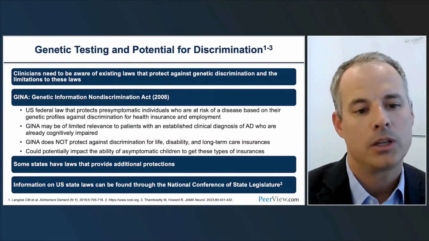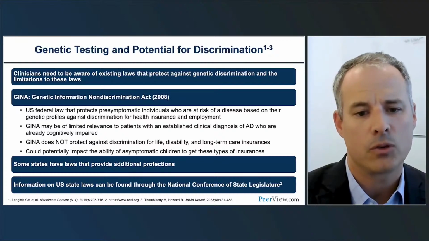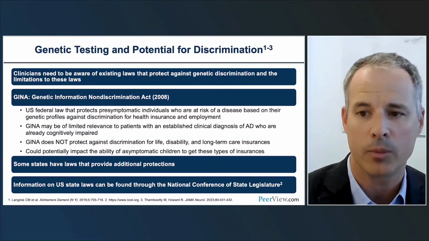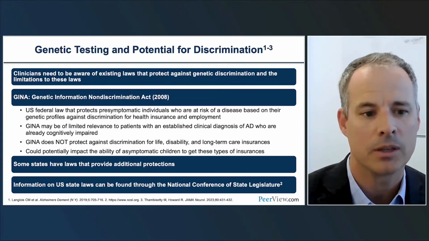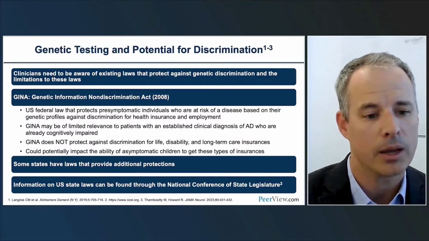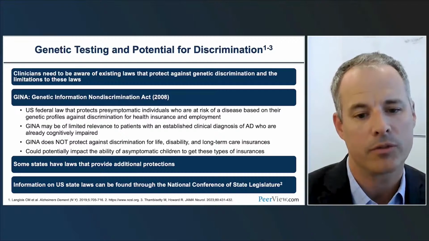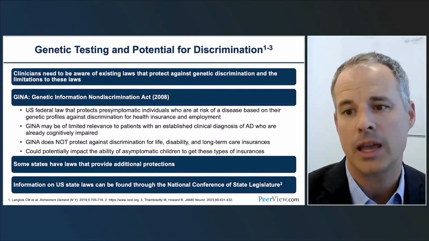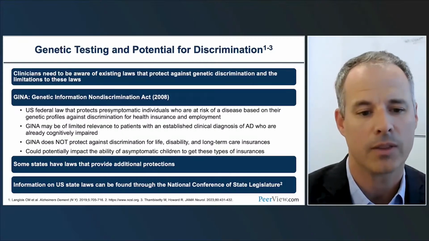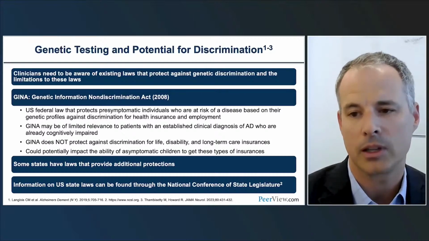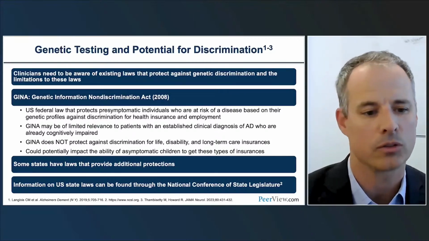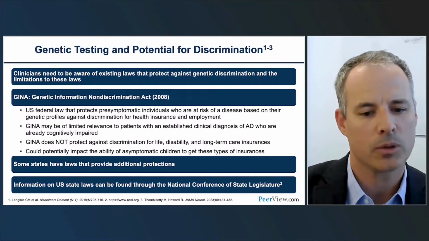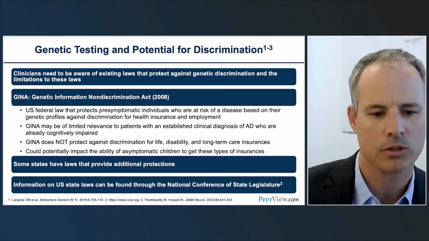Also, GINA may be of limited relevance to patients who already have been diagnosed with Alzheimer's disease, as our patients likely have because they've already undergone biomarker testing before we initiate ApoE testing, and who are already cognitively impaired. So some of this concern is often more about the family members, if they potentially gain new information about their ApoE status and how that could affect their ability to get life insurance, disability insurance, or long-term care insurance in the future. There are some states that have additional procedures, and more information can be found at the National Conference of State Legislatures.